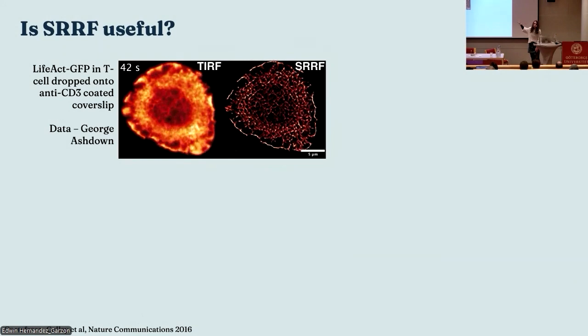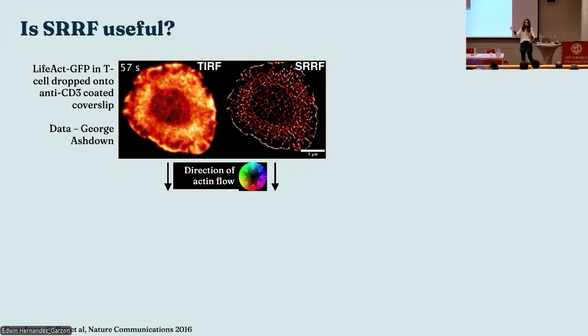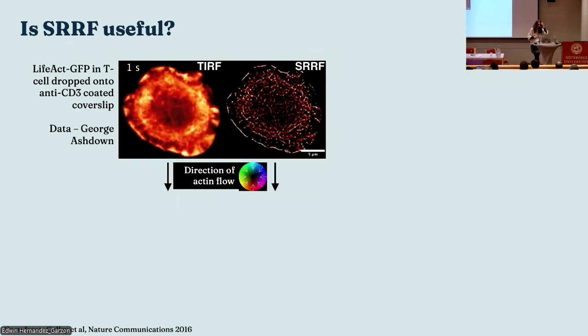T cells don't love a lot of light. They will die and not do the thing you wanted them to. So, okay, looks better, but is there more information in the SURF processed image? So one thing we wanted to do was to see if there was a direction to how the actin was moving in this system when it was dropped onto an antibody-coated cover slip.